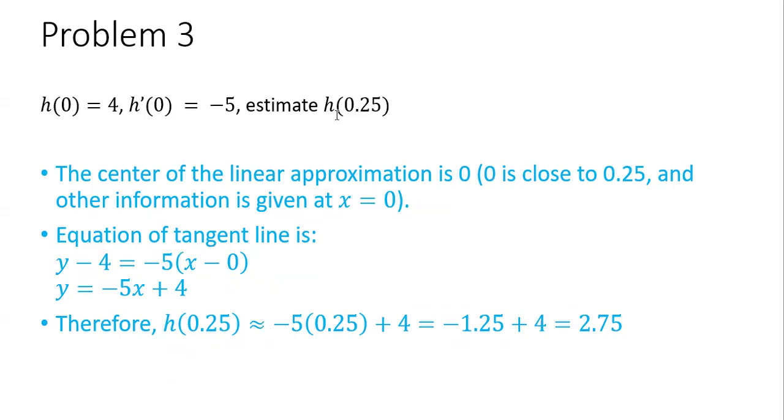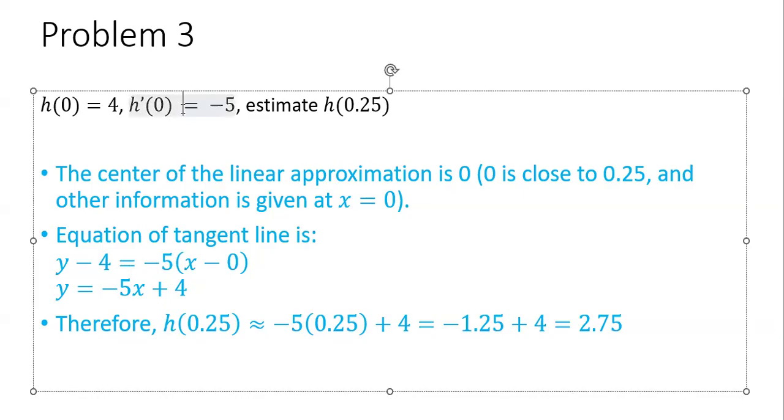Why do we choose 0? Well, 0 is very close to 0.25. That's why. Okay. So the equation of the tangent line, we have a slope and we have a point already. So y minus 4, this is point slope form, equals -5 times x minus 0.